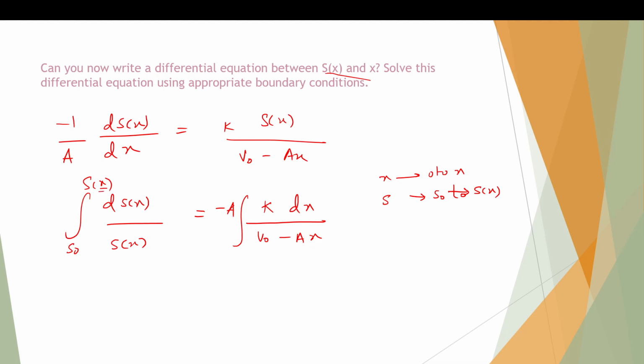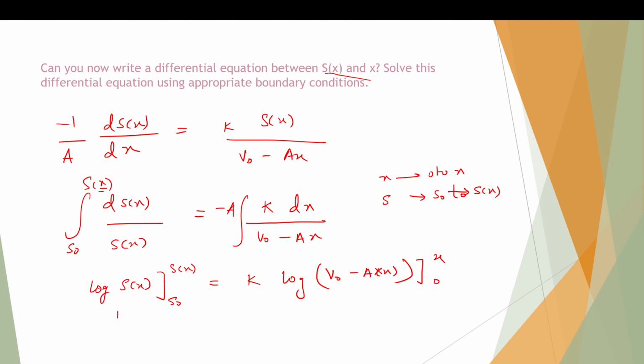Right. So what is the integral of ds by s? That is just nothing but log. It will be log s of x, and the limits are s naught to s of x. So I'll just do the maths fast. So it will be k log v naught minus ax. It's not a function of x, it is a times x. And x limits are 0 to x.